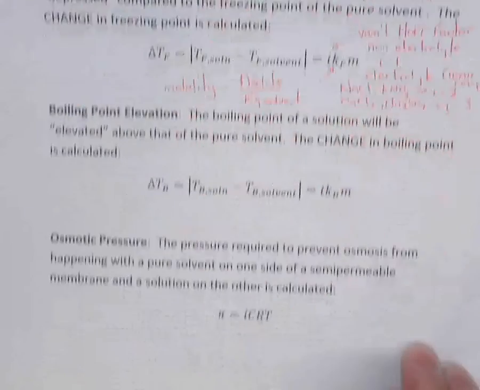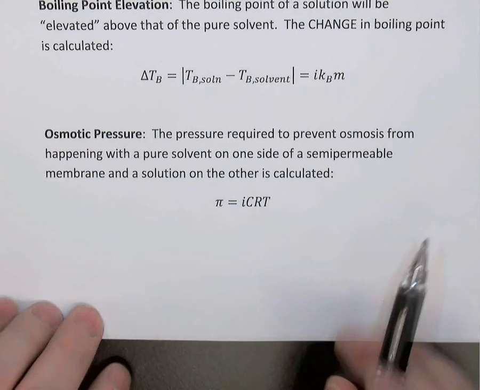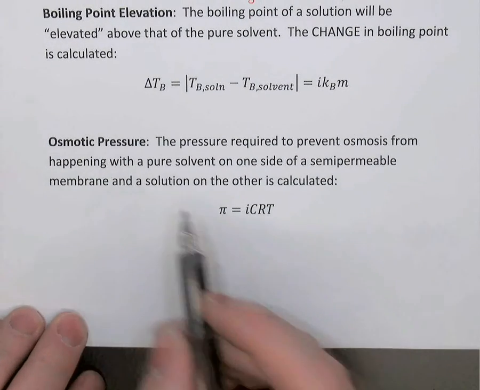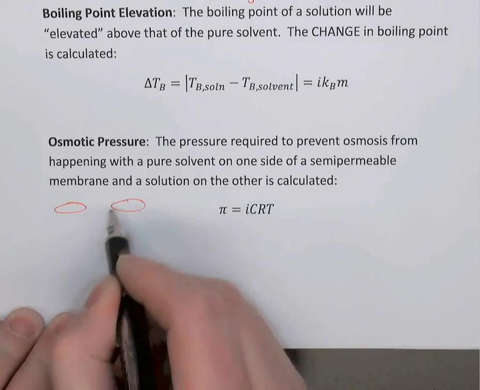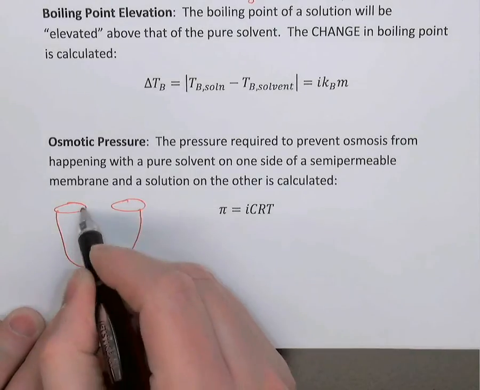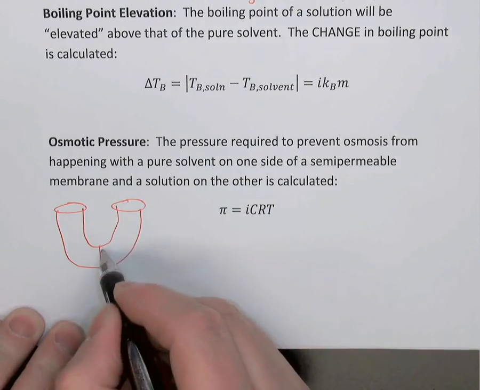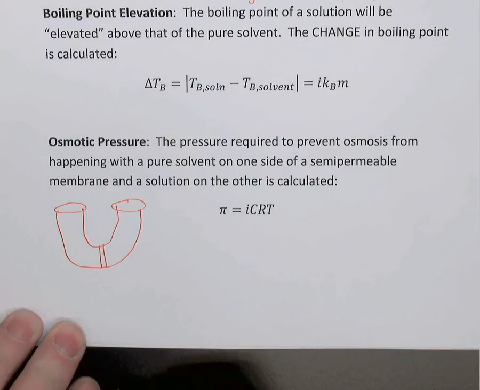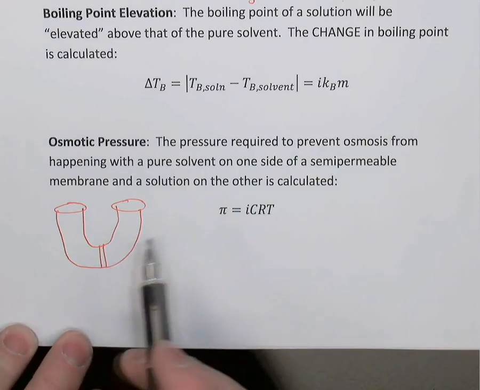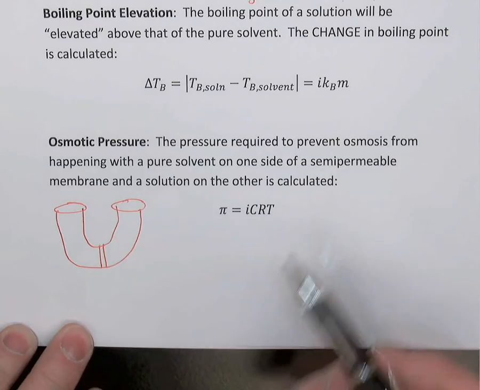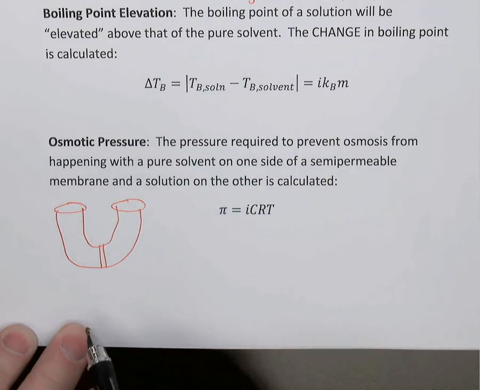The last colligative property is called osmotic pressure. And this one harkens back to biology class, I'm sure, the idea of osmosis. To understand it, let's just consider for a moment a situation where you have a U-shaped tube like this. And in this U-shaped tube, let's put a semi-permeable membrane. A membrane that is permeable to water, but not to any other solute, for example, sugar or salts and things like that. Only water is allowed to pass through this membrane.